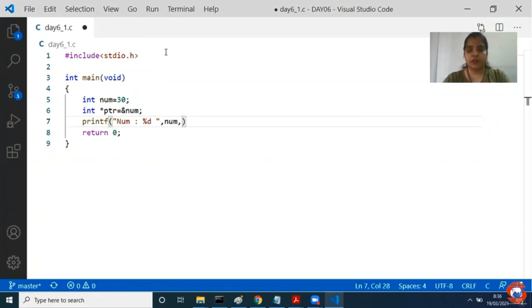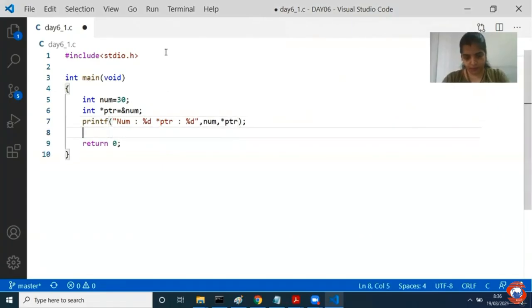So I will write num over here. I wish to print value at ptr. What is value at ptr? 30. So can I say value at ptr is going to give me the answer in %d format? All right, good. Let us try to print num in %u, or let us say I'm writing address of num. So will it give me the address of num?